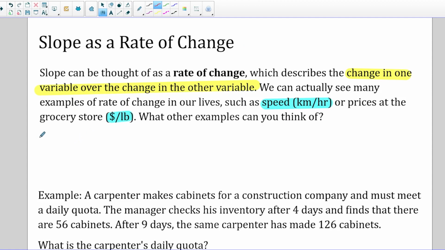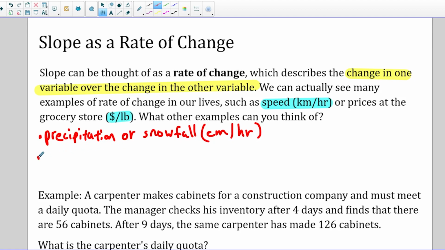So some examples that we can also list, we can think of precipitation or snowfall. And usually we can think of it as maybe millimeters or centimeters per hour. We can also think of gas consumption in a car. Typically when you go shopping for a car, you want to look for the lowest miles, or the highest miles per gallon rather. Oops, MPGs.